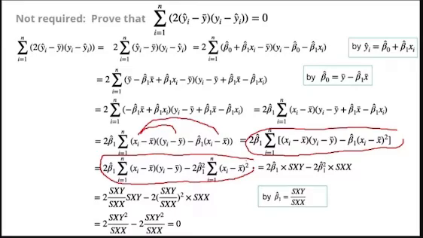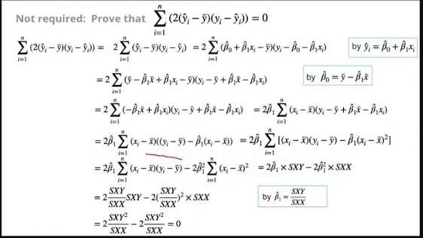Now, where we are right now, what is this? What is this guy? That should be SSY. You remember? Like a covariance stuff, right? What about this guy?